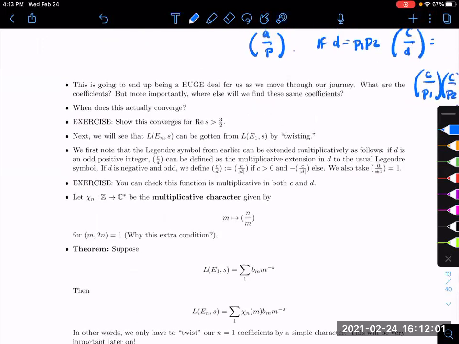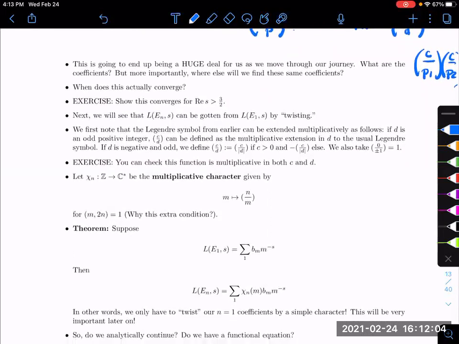Okay, that's if D is an odd positive integer. If D is negative and odd, then you define the Legendre symbol C over D to be C over the absolute value of D if C is positive, and negative the Legendre symbol of C over the absolute value of D if C is negative. And then there's a kind of pathological thing that comes up. What happens if you do the Legendre symbol of 0 over plus or minus 1? You want to just define that to be 1.